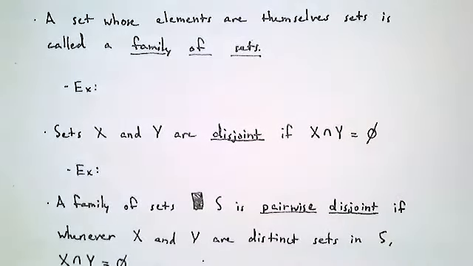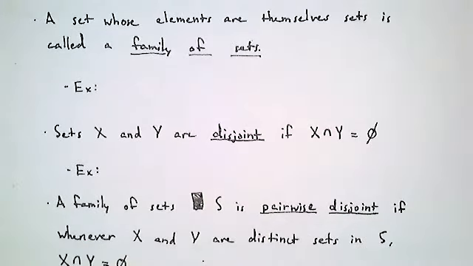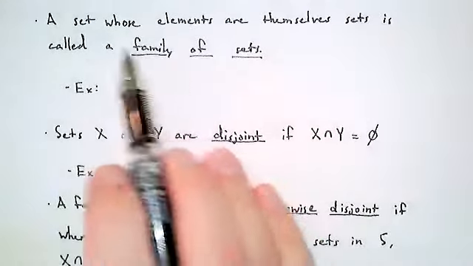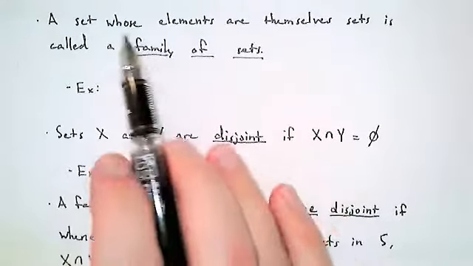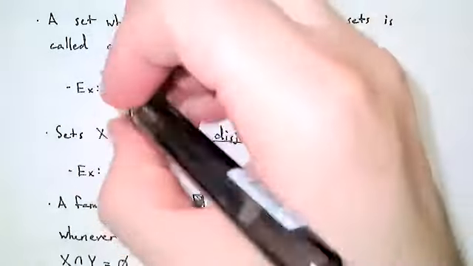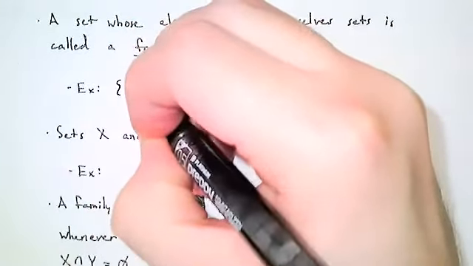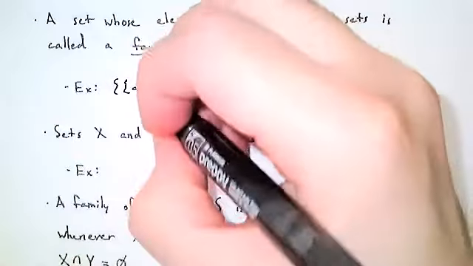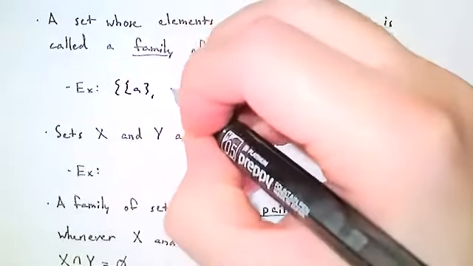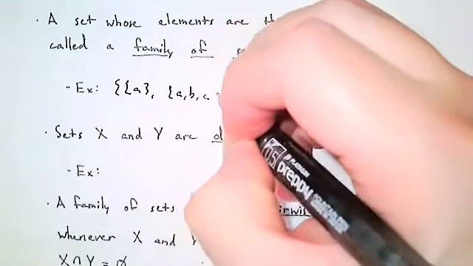So the next idea is something that we mentioned before. What I mentioned before is that a set can actually have sets inside of it. And this idea, a family of sets, is a set where all of the elements are actually sets. So it's not as weird or crazy as it might sound. So we just have a set, and then all of the elements are sets. So if I'm just sticking to letters, I could have something like this.